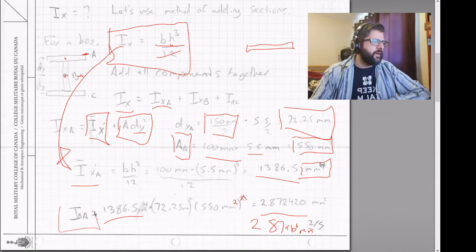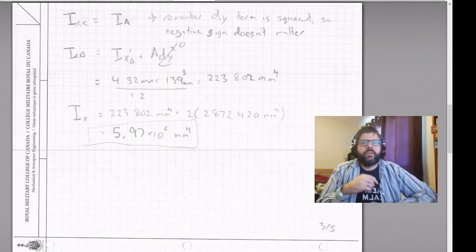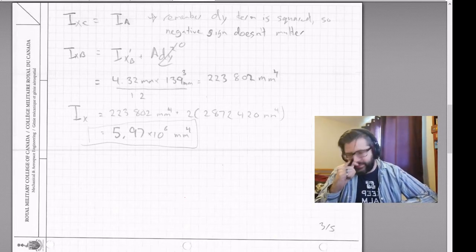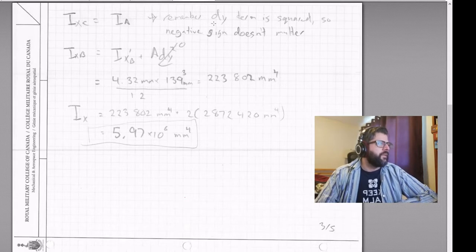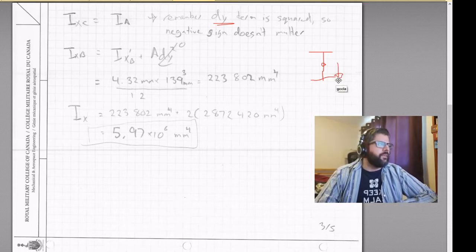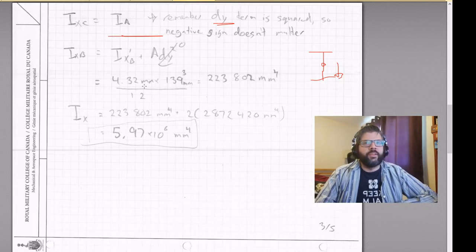So that's the Ix A there. We also need to know what our Ix C is for the bottom flange, but thankfully we know that it is going to be equal to the Ix A because, again, the dy term is squared. So the fact that the displacement from the centroid of the thing to the centroid of the bottom flange is negative doesn't matter. The negative sign cancels out. Everything else is identical, so it has the exact same contribution to the Ix overall as the top flange does, which isn't surprising at all. It's symmetrical. That's what we expect.